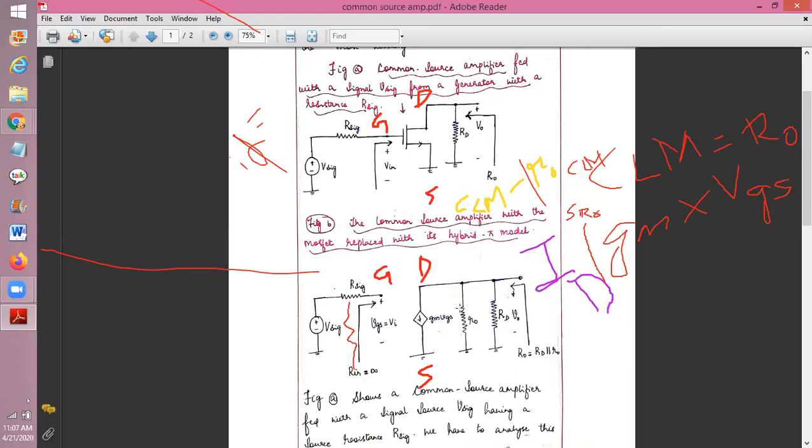Please make a note. When the device undergoes channel length modulation, there will be a resistance R naught between drain and source. Very, very, very important. Write the resistance R naught when the device undergoes channel length modulation. Where is the resistance R naught between?